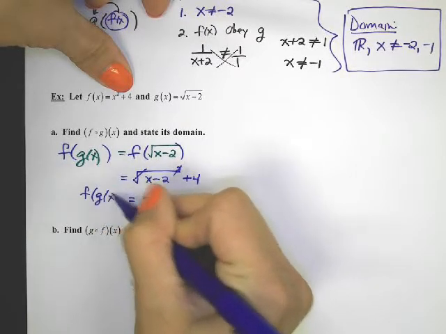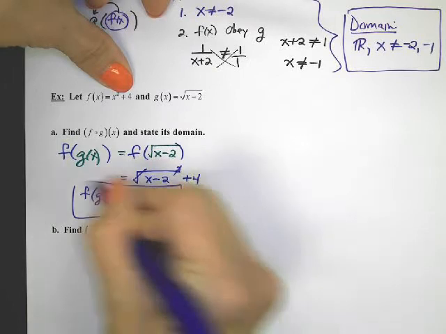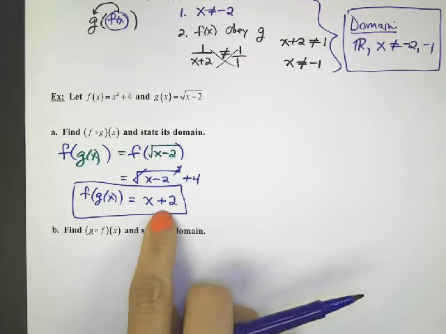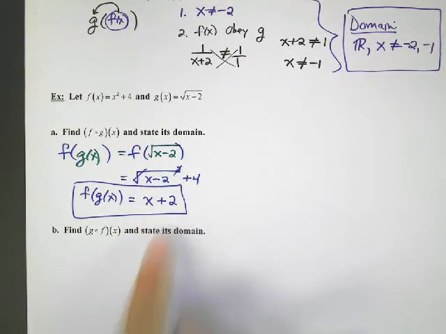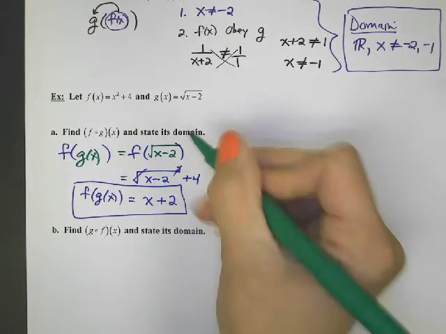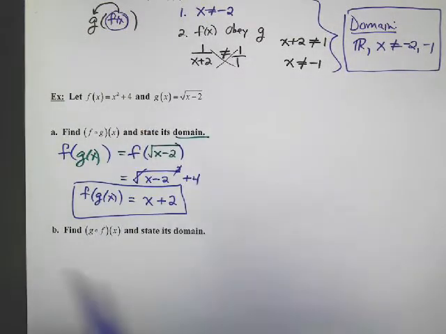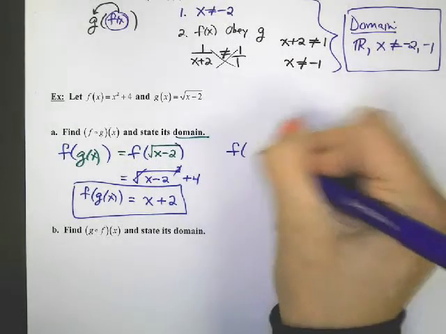So f of g of x is right here. Now I look at this, and it looks like there's no problem with the domain, but that's not how you do it. To state the domain of a composed, you have to consider the steps.